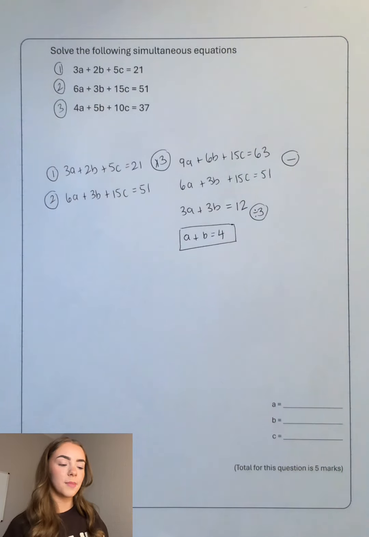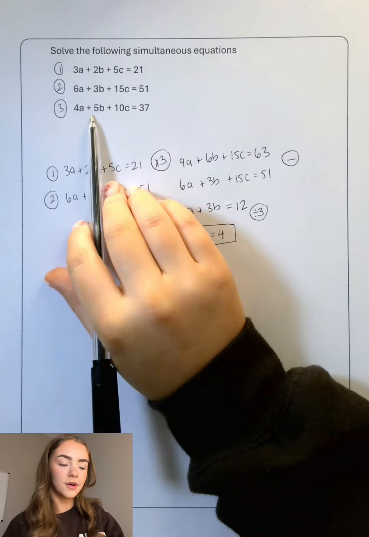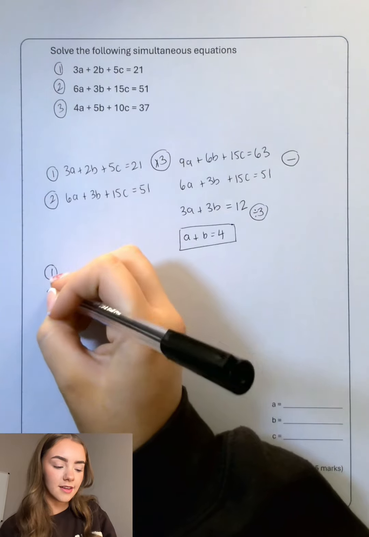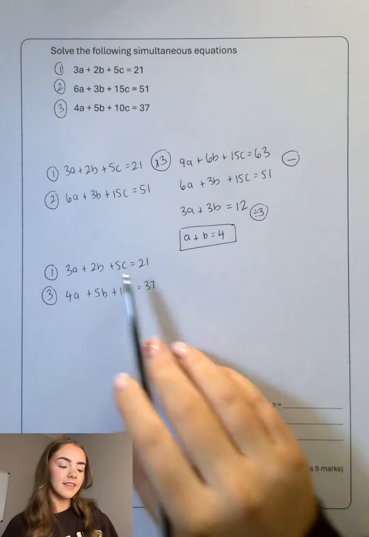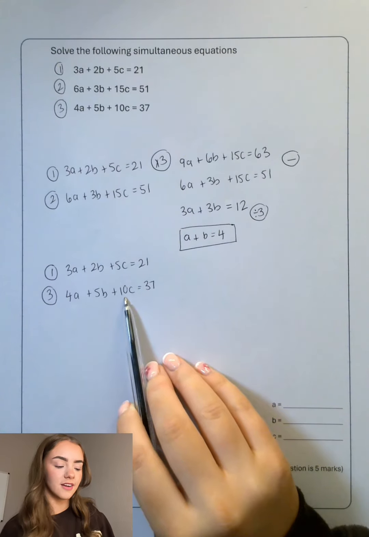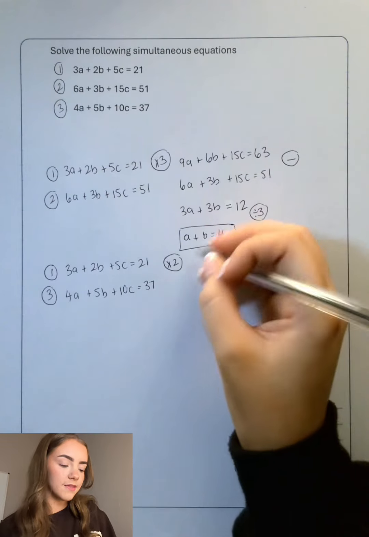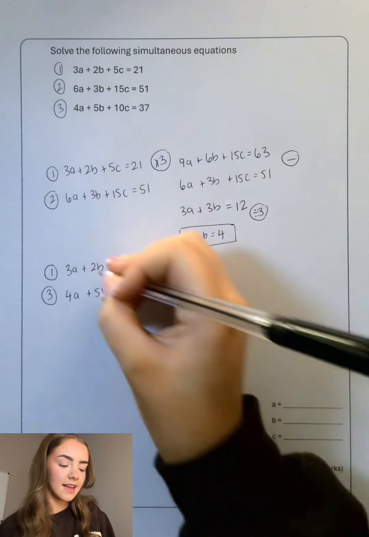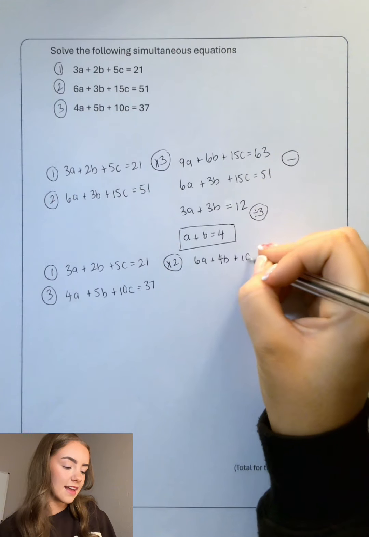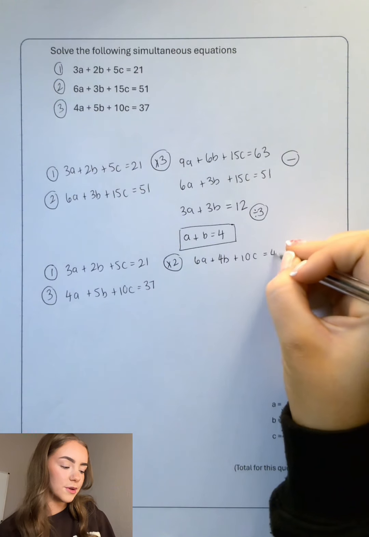And we can do this now by looking at either the first and the third equation or the second and the third. I'm going to go for the first and the third. In order to cancel out c, this time we can multiply the top equation by 2 so that both of these coefficients are 10. Multiplying everything by 2, we have 3a times 2 is 6a, 2b times 2 is 4b, 5c times 2 is 10c, and 21 times 2 is 42.